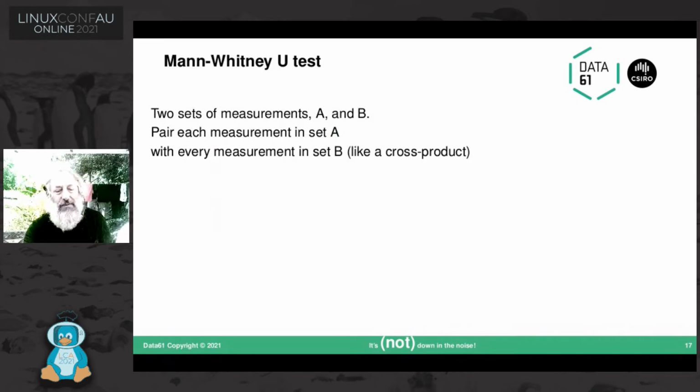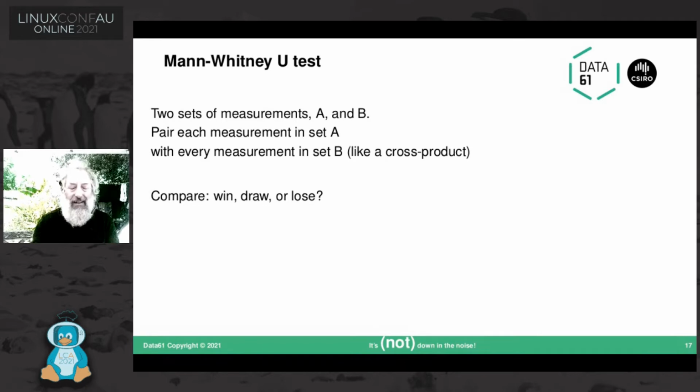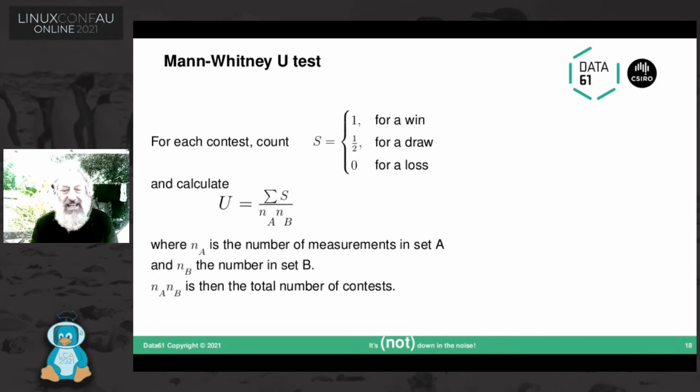What we're going to do here is we've got two sets of measurements, before and after, A and B. We're going to pair each measurement in set A with every measurement in set B, just like a cross product. And then we're going to compare them. Did the measurement in set A beat the measurement in set B? Did it draw or did it lose? And for each contest, we're going to count 1 for a win, half for a draw, and 0 for a loss. Add them all up and divide by the number of contests, where the number of contests is the number of measurements in the A set times the number of measurements in the B set.